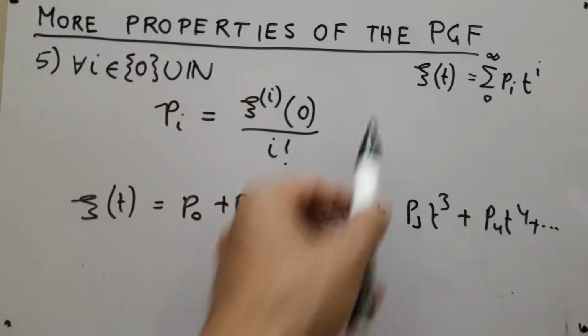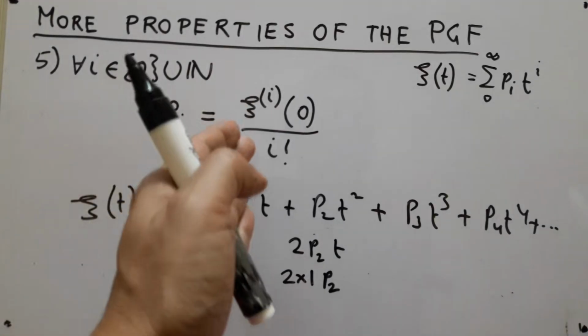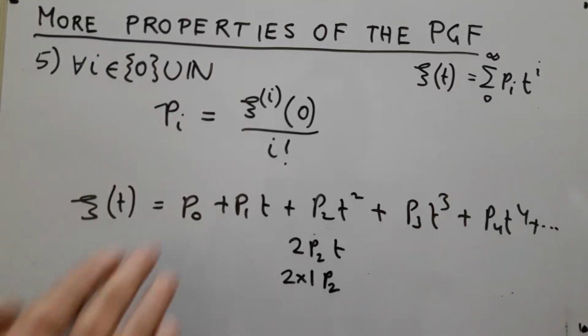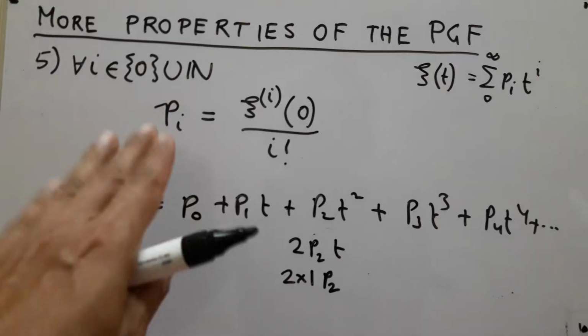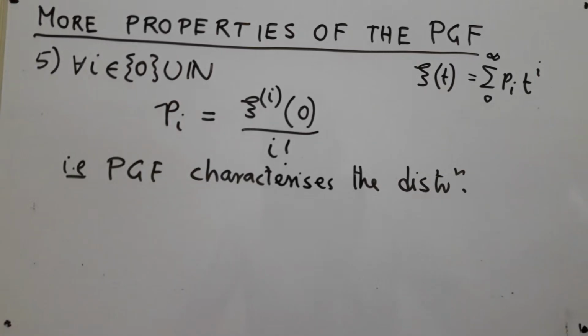Now this result is also like a real analysis result, but it has an interesting probabilistic interpretation. Remember, these pi's are all the probabilities. So I can say if I know the probability generating function, I can generate all the probabilities out of it. That is precisely why it is called probability generating function. And this can be written in a probabilistic way like this: PGF characterizes the distribution.